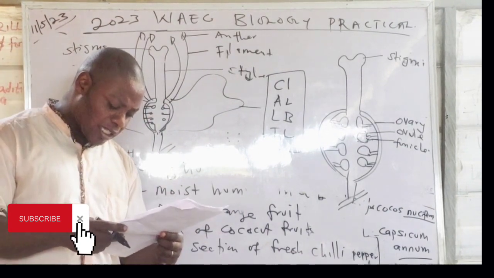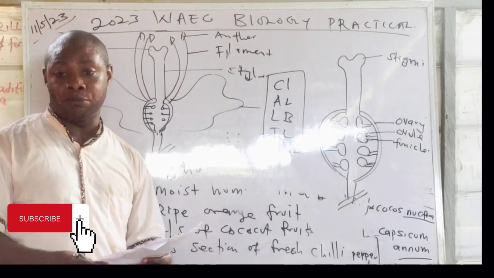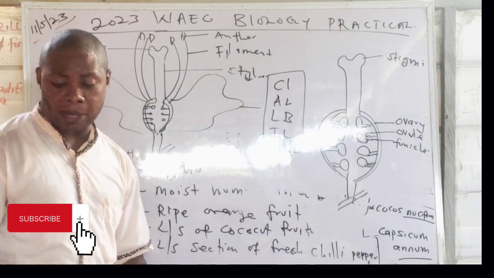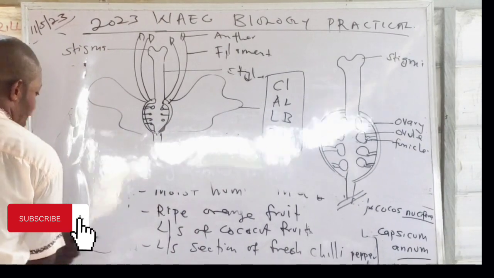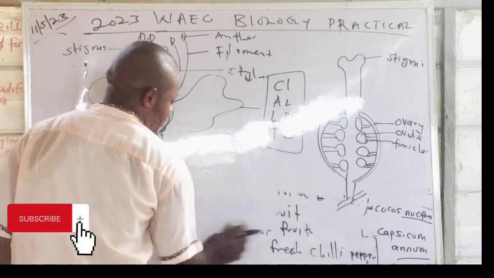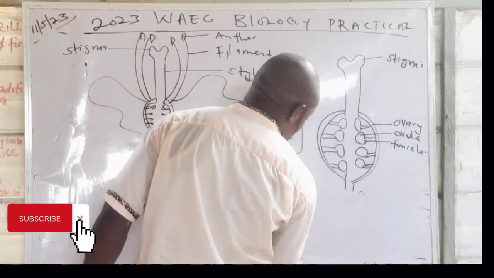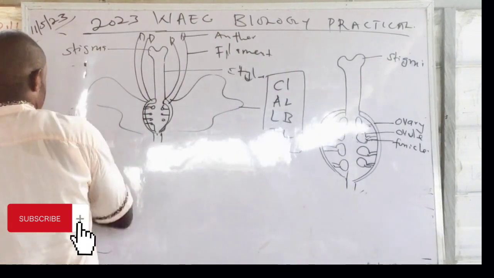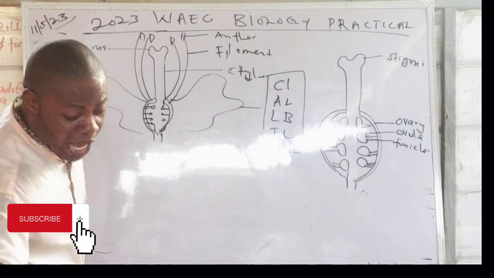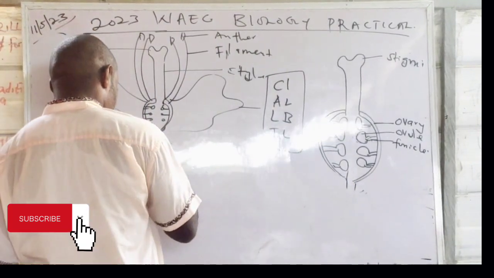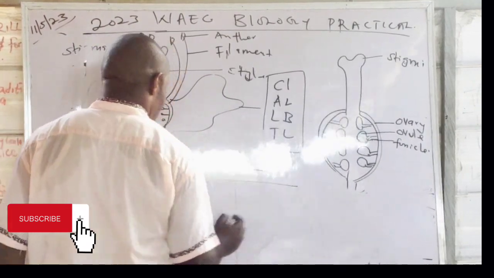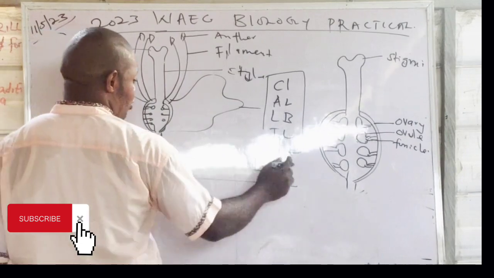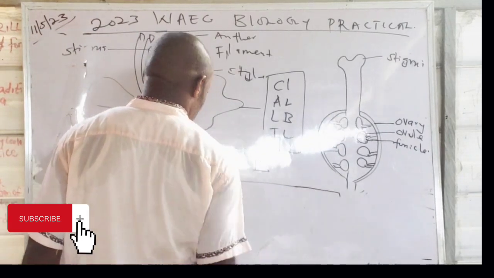Let me go back to specimen A and B, because something came to my mind again. Let's look at A and B again. Differences between them. Can we differentiate between A and B? Yes. Specimen A is what? Mature egg of a catfish, versus specimen B, which is what? Egg of a domestic fowl. Are you with me? Yes.